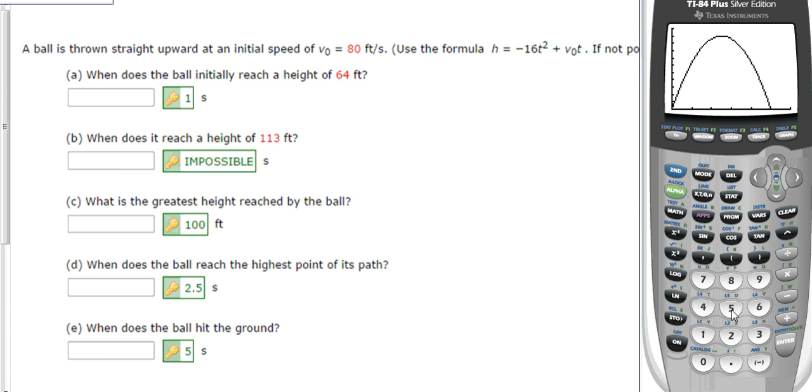Notice that what we get is an upside down parabola. The reason we get an upside down parabola is because the value of a is negative. Now that we know what the shape looks like, it's going to help us make sense of some of the answers that we get. Notice that the y-axis is going to represent our height, and the x-axis is going to represent our time.